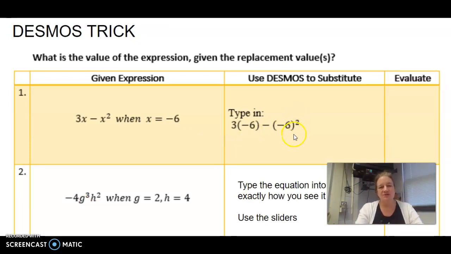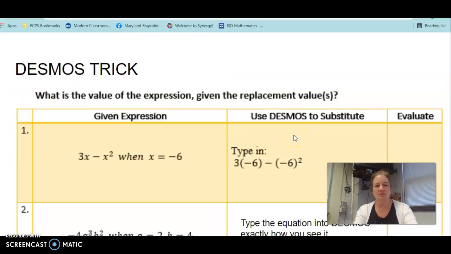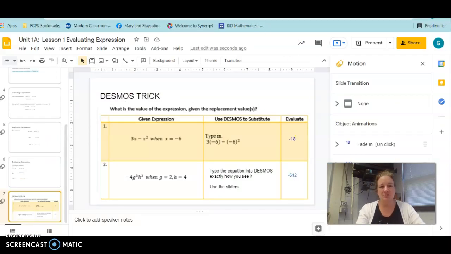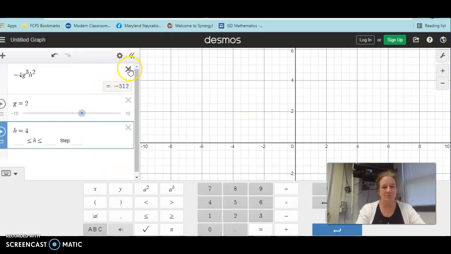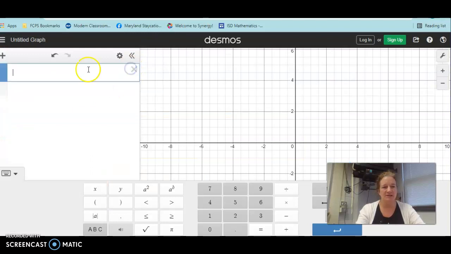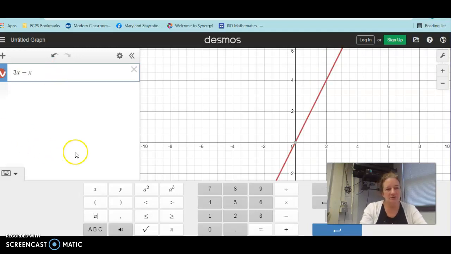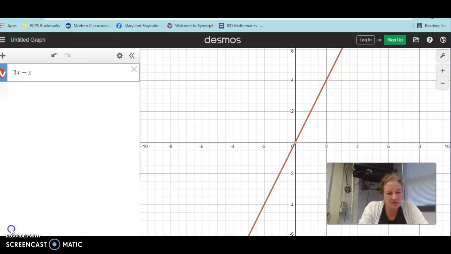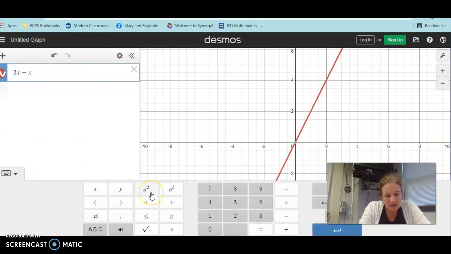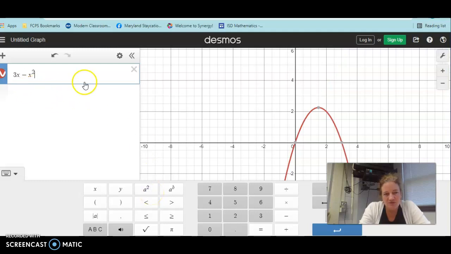So this first Desmos one is pretty self-explanatory. Let's go to Desmos here. Whoops, that was left over from my last practice. I'm going to type in the equation, 3x minus x, and then remember to get my squared symbol, I click on the keyboard and see where it says a squared? I'm going to click a squared and it puts the square symbol right there.